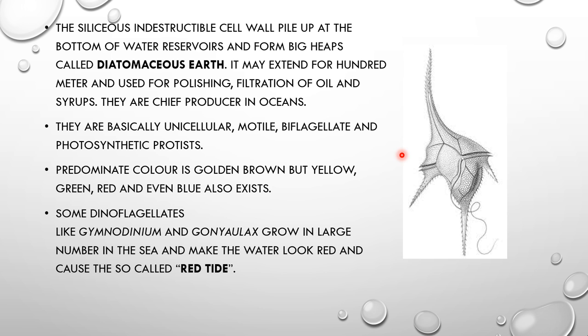It is also called a red tide. Why? Because it undergoes such rapid multiplication that they make the sea appear red. So that's why they are called red tide. The toxins released by such large numbers may even kill other marine animals such as fish.